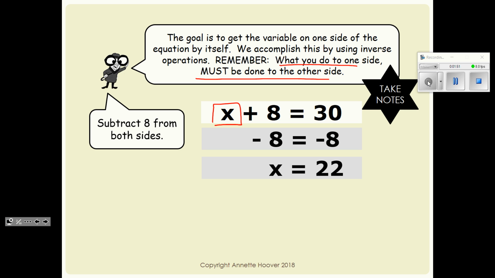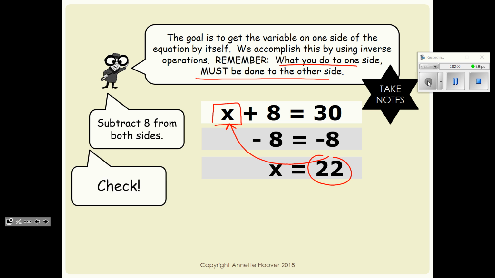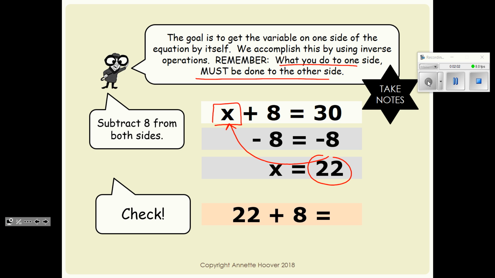And we can check that by plugging 22 back into the original equation. We're saying we think the missing number is 22. So we can plug it back into the original equation, which would have been 22 plus 8, which is 30. Indeed, it is. So we say, yep, it checks. So we figured out what this missing number was, 22.